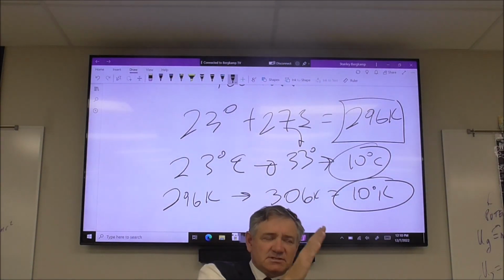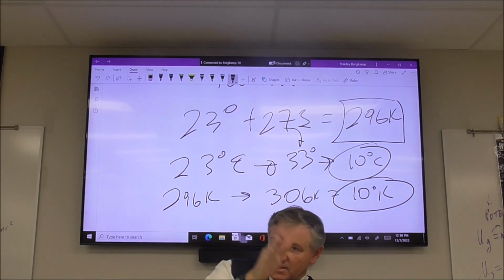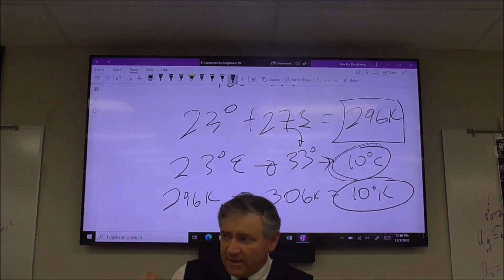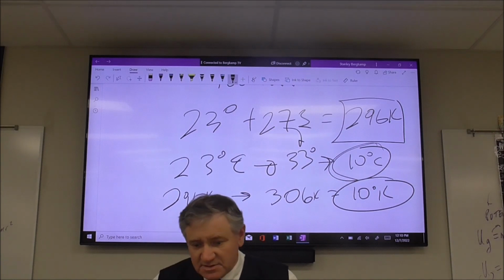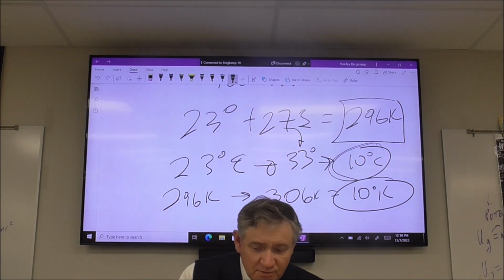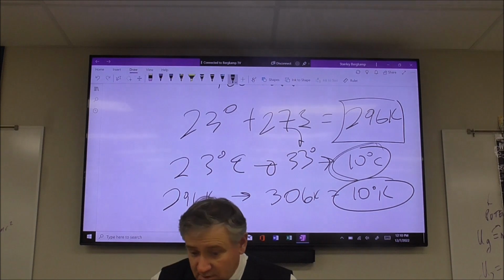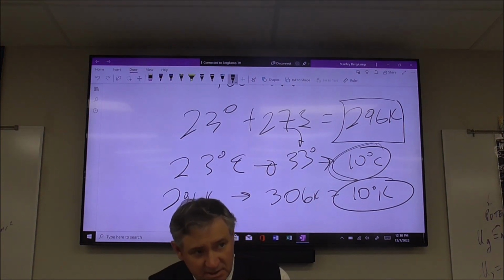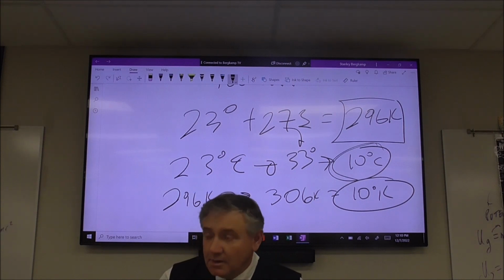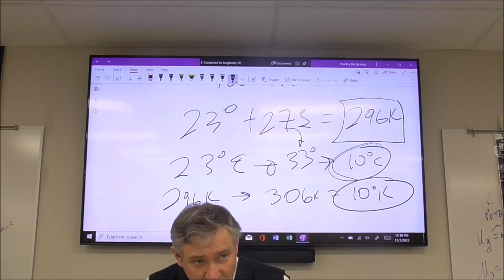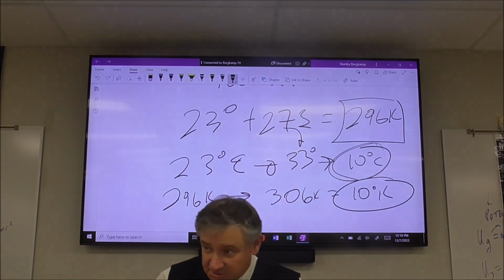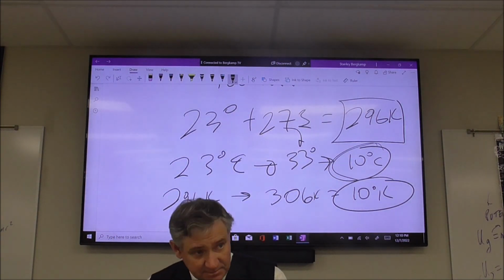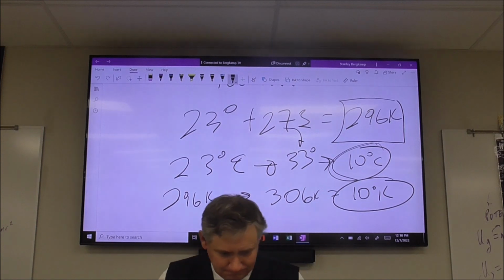So this is going to be important when we begin to look at change in temperature, which we're going to spend a lot of time talking about. So even though the temperatures themselves aren't the same, a 10 degree change in Celsius is the same thing as a 10 degree change in Kelvin, okay? So changes are the same, okay? The temperatures themselves aren't the same, but the changes are the same.